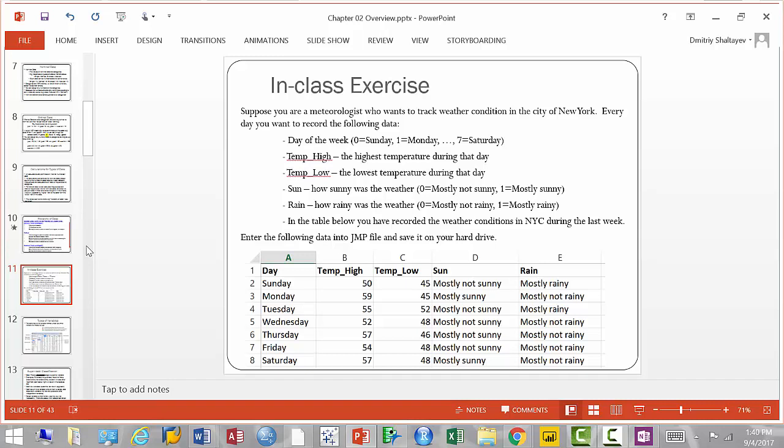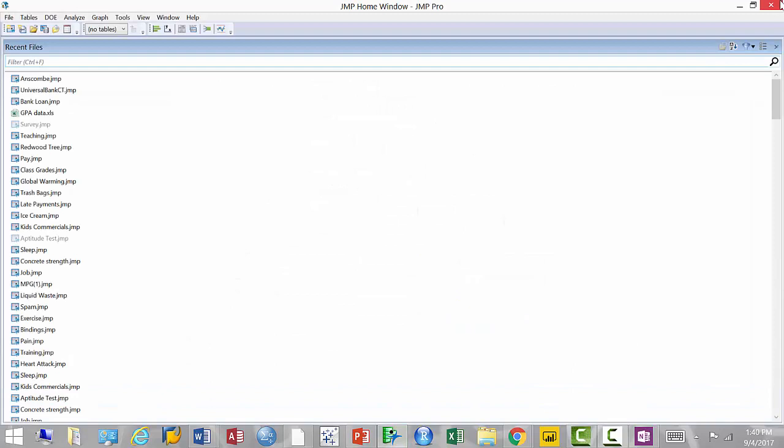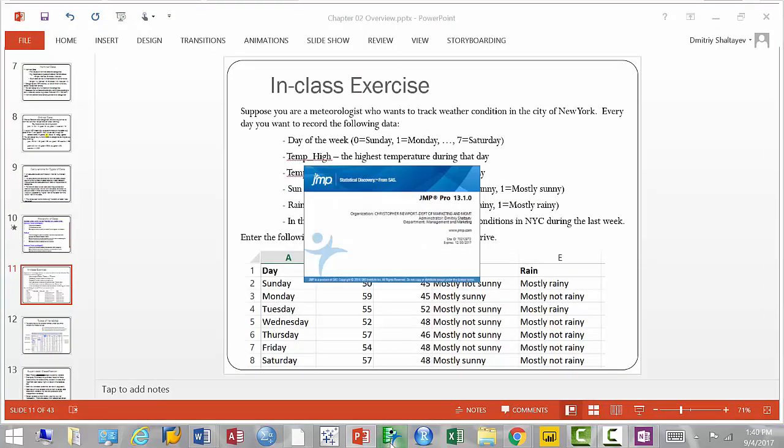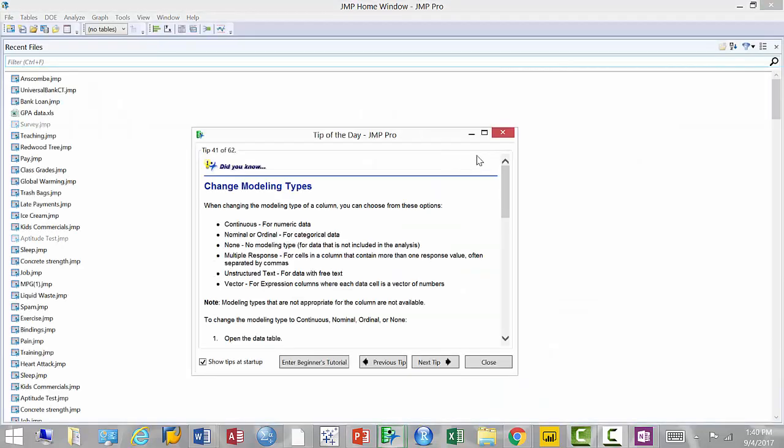Do you see it? JMP Pro 13. And probably you click on this icon, it expands, then go ahead and click JMP Pro 13 so that you run the program, okay? And I'm going to do the same thing over here. So let me close that. So this is what happens when you run it.